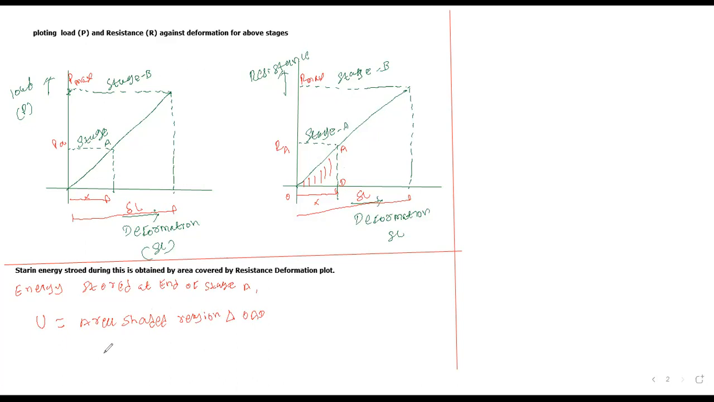The area of the shaded region in triangle OAD is nothing but your energy stored during stage A. Fine. That is equal to 1/2 times the base, which is the length x, and the height, which is RA. So to clarify further, I write OD multiplied by AD. That is equal to 1/2. What is OD? That is x. This is x into R. I hope it is clear to all of you. Clear, students?